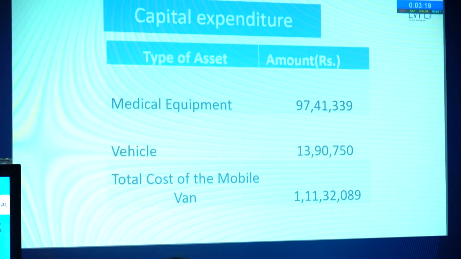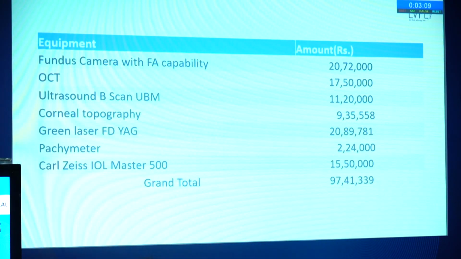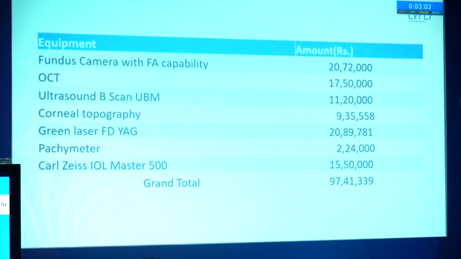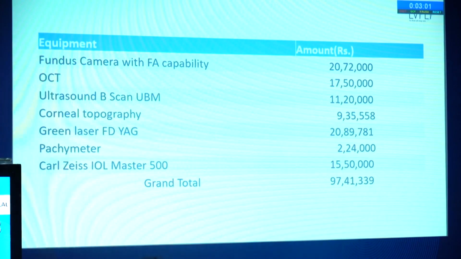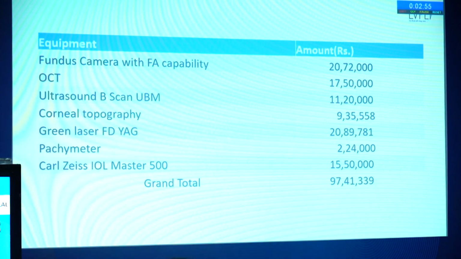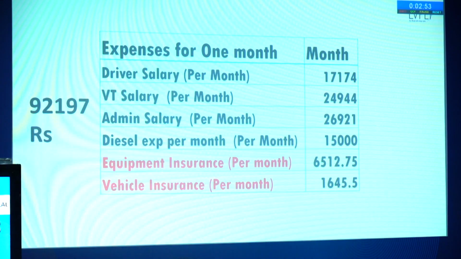So if you see, the medical equipment is close to 97 lakhs and the vehicle cost is around 13 lakhs. So the total cost of the mobile van would be around 1.11 crore. I am giving you not the companies but the numbers, so that is how we have broken that down. For cornea, you can have OCT, corneal topography, and a pachymeter if required. You can do the thickness. And specular microscopy as such is not required in rural centers, or for that matter, private practice.